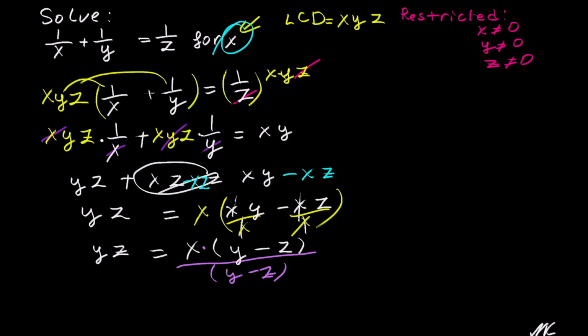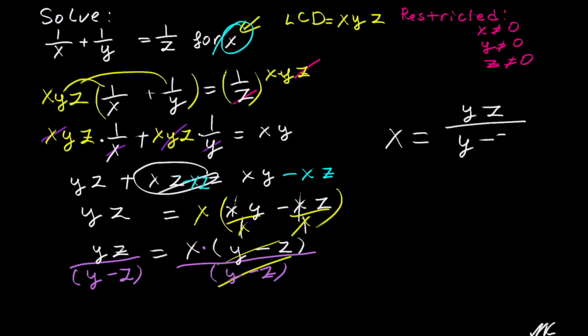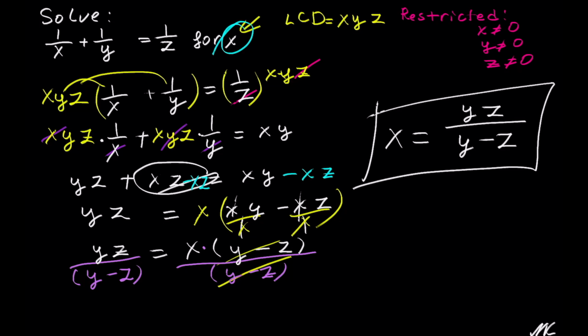And whatever we do to one side, we do the same thing to the other side, so yz divided by y minus z. This will give us x times (y minus z) over (y minus z). y minus z and y minus z will cancel, so we will get x is equal to yz over (y minus z). And this is our solution. That's all.